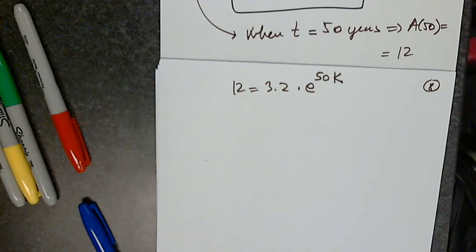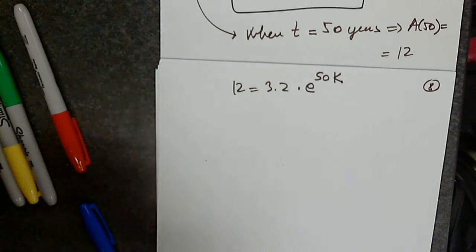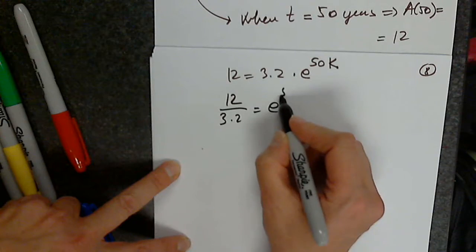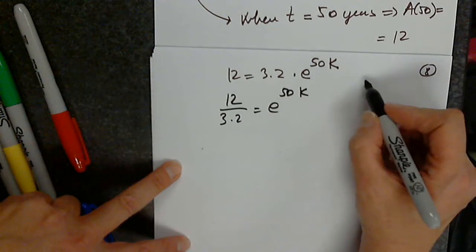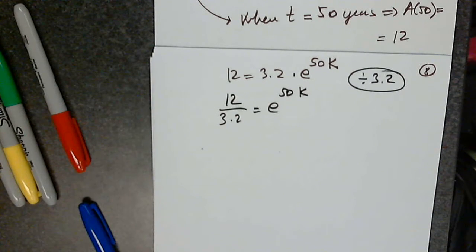I can't, as long as it's a product. Subtract 12? I cannot subtract 12. It will not help. Exactly. 12 divided by 3.2 equals e to 50k. Clean it up. Indeed, I have to divide both sides by 3.2.